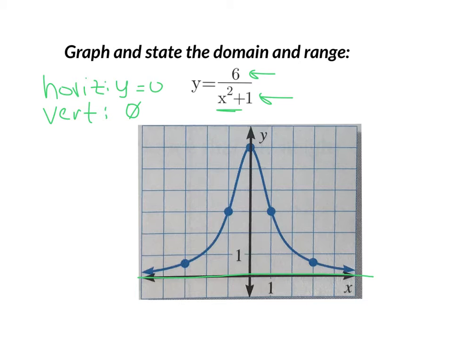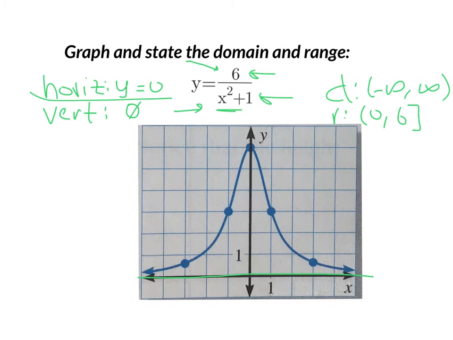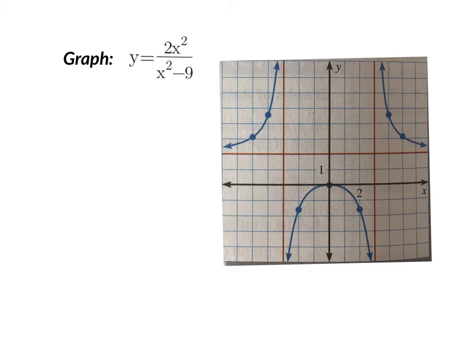It also said domain and range. Your domain here is going left and right forever, so your domain is all real numbers. My range is going from 0 up to, it looks like, 1, 2, 3, 4, 5, 6. It actually touched the 6, so the range is from 0 to 6. All right, so there's that one. That's one case where the degree on the denominator is larger than the degree on the numerator: horizontal asymptote y equals 0, or the x-axis.